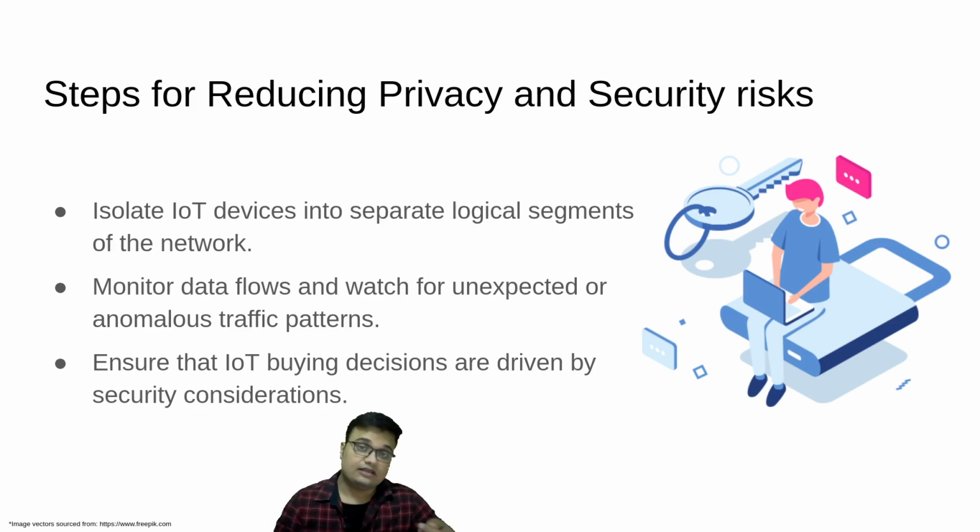Monitor data flows and watch for unexpected or anomalous traffic patterns. I don't need to speak much about this. You know what this might mean. Any anomalies in your network traffic might mean that something or someone else is probably having a really nice time with their network connection. Ensure that IoT buying decisions are driven by security considerations, such as the ability to change default passwords, receive and apply patches, and disable the unneeded services on any IoT device.